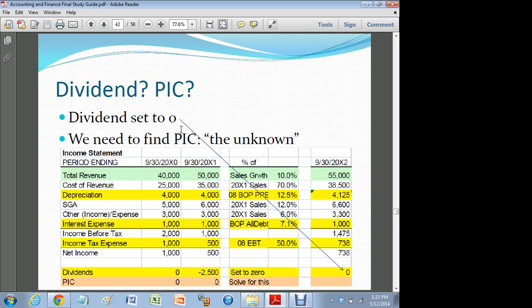We were told that dividend and PIC would be 0. So no dividend is paid during the period. PIC we need to solve for. Dividend, there's no dividend. When we say there's no dividend, we mean that there's no dividend paid during this period. It's not to say the dividend figure on the balance sheet, which is the cumulative dividend paid across time, is going to be 0. We're only saying for this next year, there's going to be no dividend.